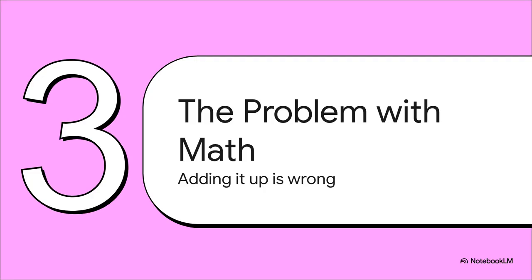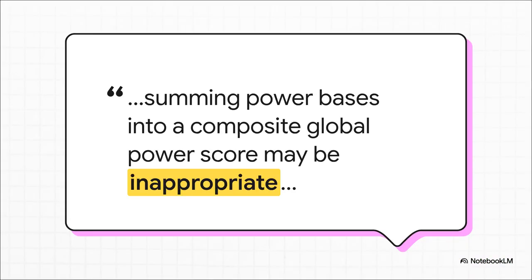And this is where our mystery really begins. For years, everybody just assumed you could figure out someone's total power by adding up those 5 bases. 1 + 2 + 3, and so on. It seems logical, right? But that simple math was completely wrong. In fact, the very researchers we're following on this journey, Nestler and his team, basically called it out. They said, hey, wait a minute, just summing these things up into one big score, that might be totally inappropriate. They knew something was missing.